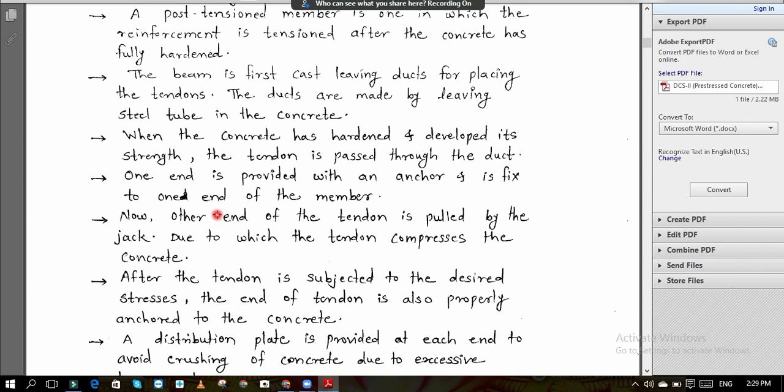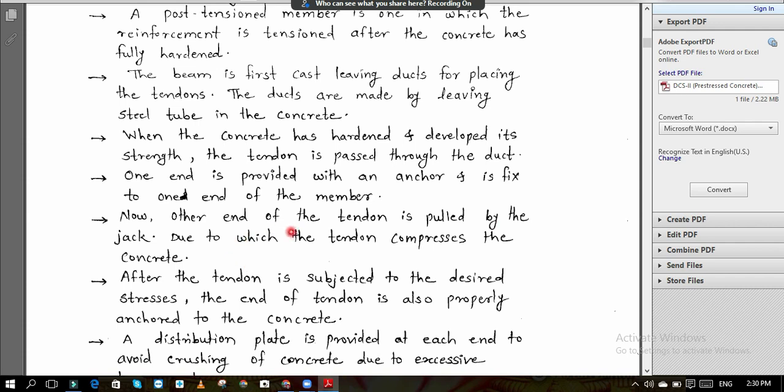One end is provided with an anchor and is fixed at one end of the member. It is fixed to the abutment or a strong support. One end of the tendon we will fix, and there may be an abutment or any other strong support there. So we will fix it to the abutment.